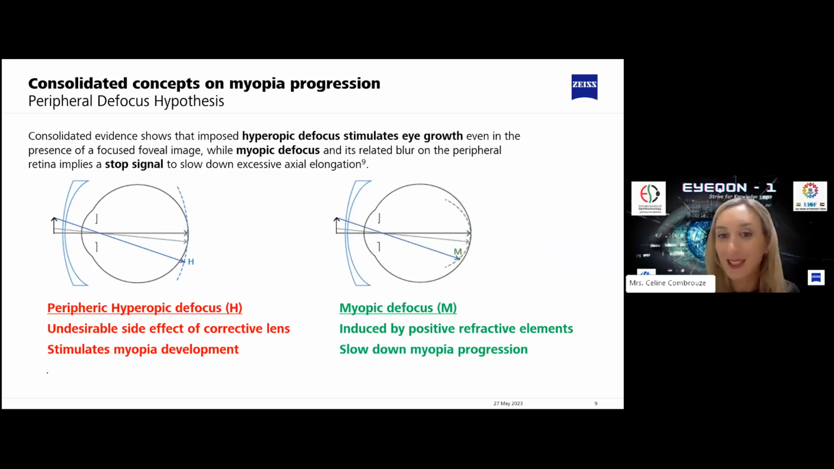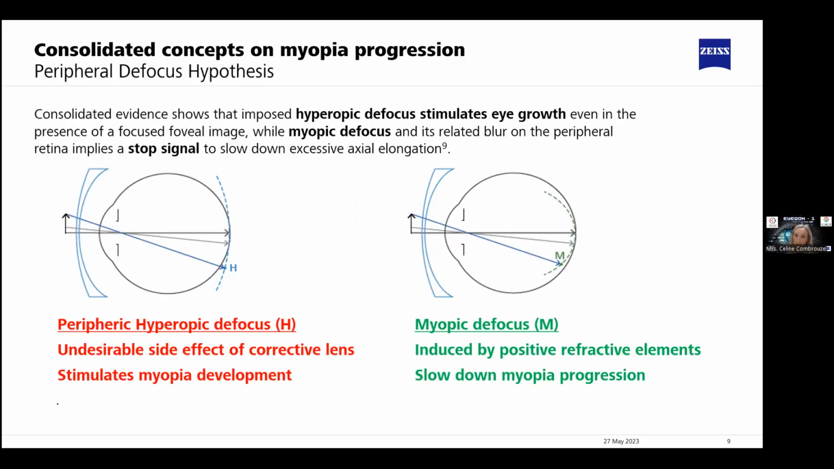We are going to create myopic defocus in the peripheral part of the retina, which means that the image is no longer going to be behind the retina, but in front of the retina. So the stimulation which is sent to the brain is no longer there, and so there is no more elongation. This is our goal. This is what we want to do. But how are we going to create this myopic defocus? We are going to add a positive refraction at the front surface of the lens on the periphery.